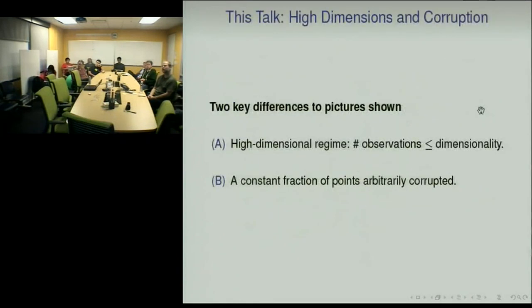We're looking into two things. We look at the high dimensional regime, so the number of observations is essentially the same as the dimensionality. But you can always embed the dimensionality to be equal to the number of observations, so this is a regime of interest. This is what we call high dimensional. And there is a constant fraction of points that are arbitrarily corrupted. Most of the points come from a model, but some points, and this fraction can be significant, are corrupted possibly by an adversary.